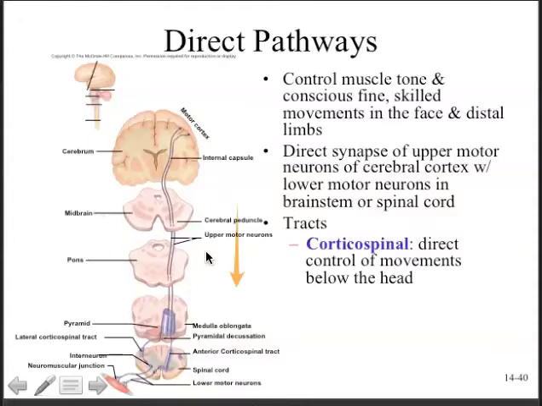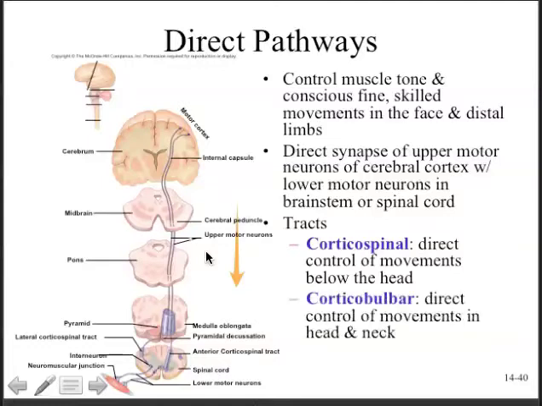So the corticospinal tract is going to start in the cerebral cortex and end in the spinal cord. And the corticobulbar tracts have direct control over movements in the head and neck. Most of the corticobulbar tracts are going to synapse onto cranial nerves that innervate structures in the head and in the neck. So this is a fairly direct method of fine motor control.